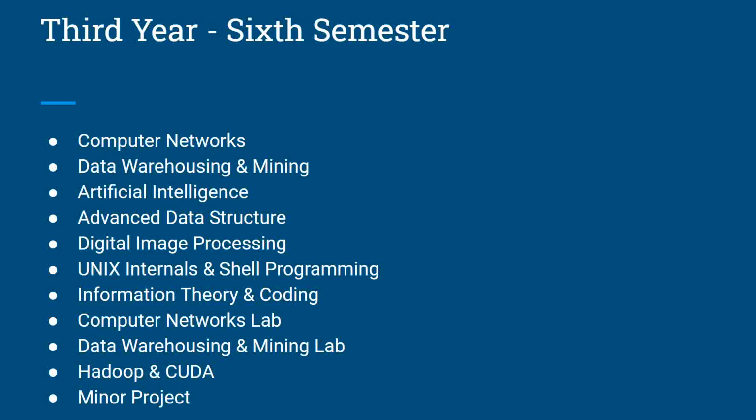Now moving on to digital image processing. In this you will learn about boundary extraction and how to process colored images and so on. Now for electives you will have Unix internals and shell programming. In this you will learn what is Unix, theory, as well as the commands and how to use them efficiently. In information theory and coding, this builds on cryptography, and you will learn more about Huffman coding in it.